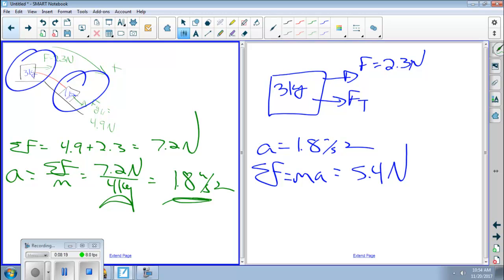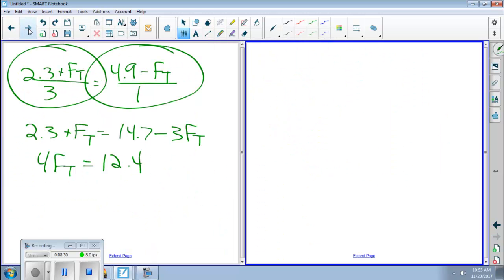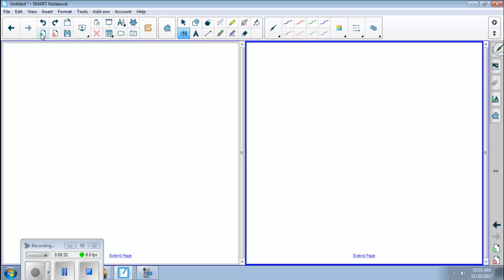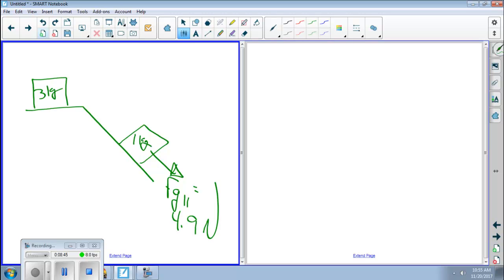So let's do part B. It says, what's the largest value the magnitude of F may have without the cord becoming slack? So let's go back to the original problem. Let me make a new drawing here to clean things up a little bit. All right, so here we go. So once again, we've got a 3 kilogram thing and a 1 kilogram thing. FG parallel on this guy is 4.9 newtons, right?